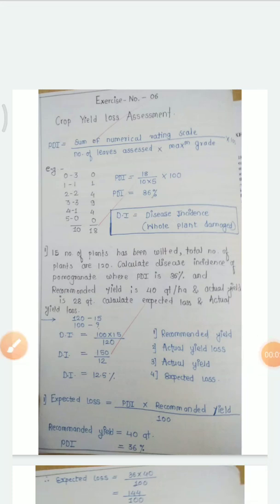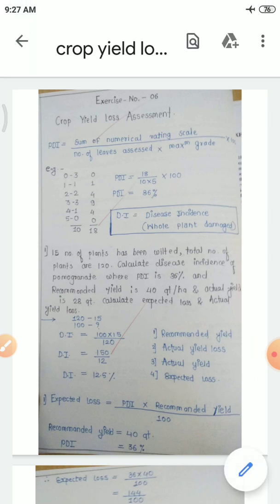Hello students, today we are going to discuss the next exercise, that is crop yield loss assessment. In that we discuss how we calculate the expected loss of the crop, or actual yield loss. That means we can expect that much amount of loss will happen, but practically, the actual yield loss we have to calculate. Then we have to calculate the recommended yield, then the actual yield.